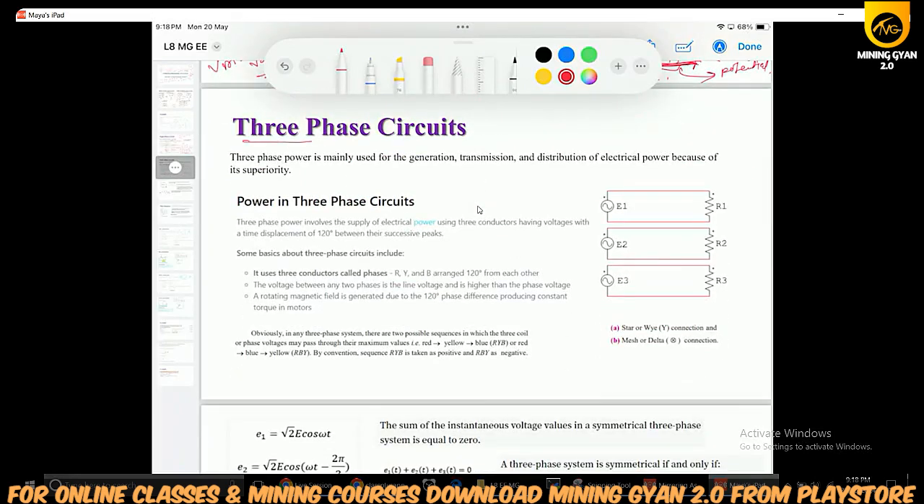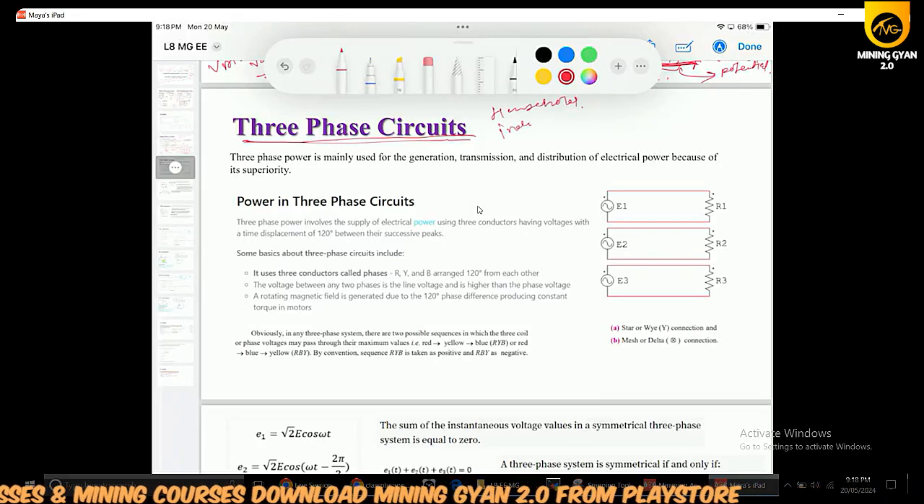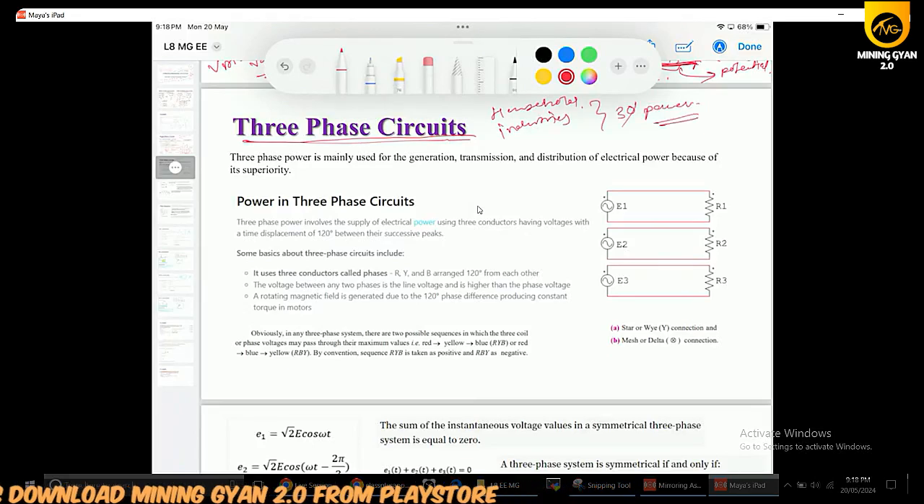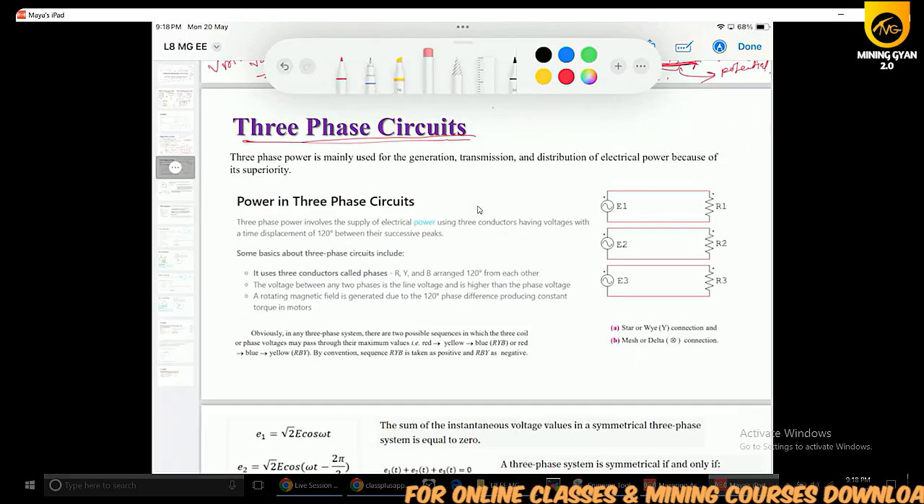Now we will see three phase circuits in our households or in industries. They need three phase power. AC motors or generators can be driven by both single phase and three phase circuits, but a three phase source is preferred over a single phase source. We will see the limitations of the single phase source.